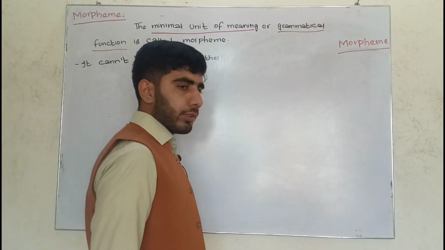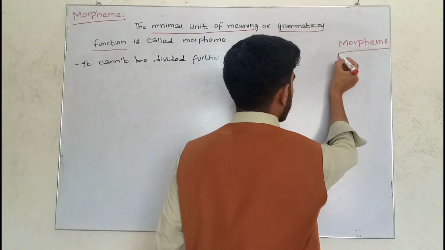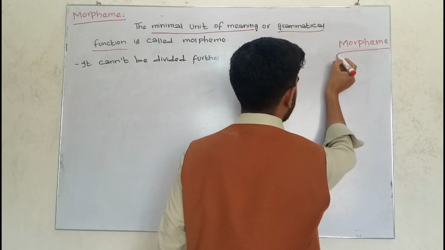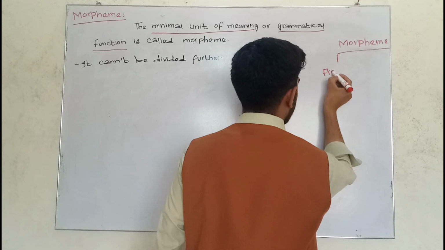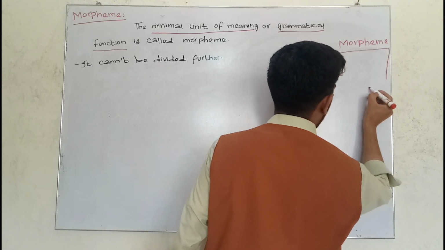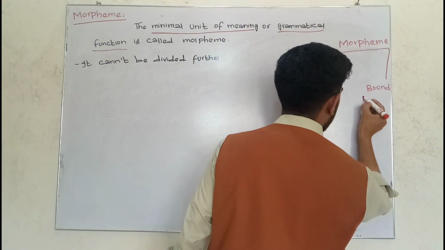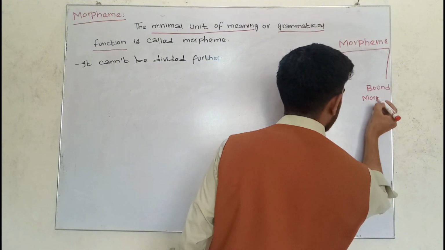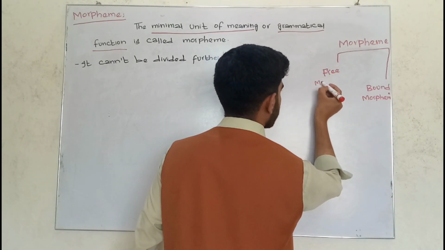According to the graph of morpheme, we further divide the morpheme into two major categories. One is called free morpheme, and the second one is called bound morpheme.